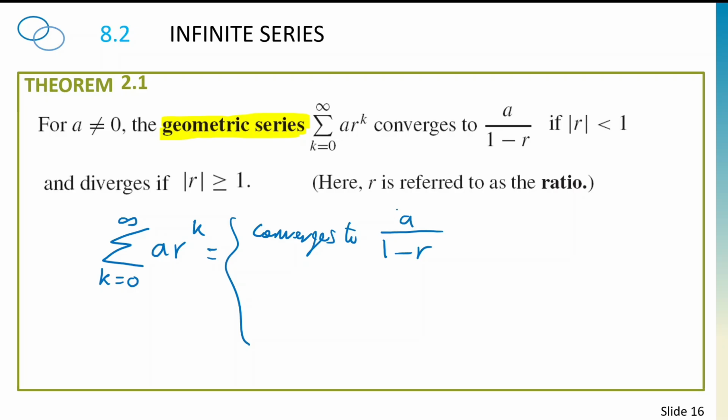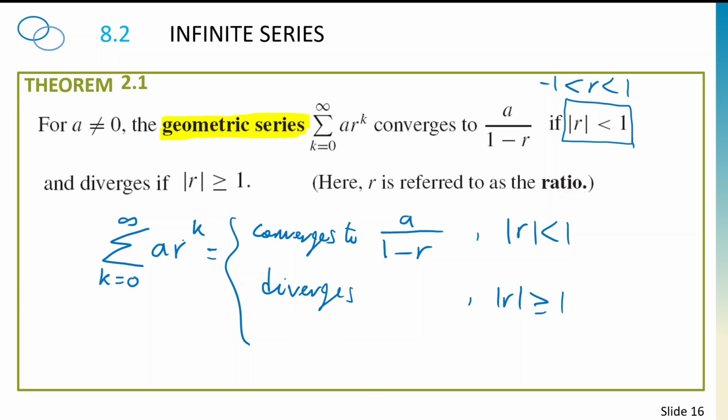It converges to a over 1 minus r when, you see the rule, the absolute value of r is less than 1. So if the absolute value of the ratio is less than 1, basically, what does it mean? R is any value between -1 and 1, right? This is how we redefine any absolute value. So r could be half, 1/3, quarter, anything between -1 and 1. Elsewhere, if it's greater than or equal to 1, this series will be divergent.